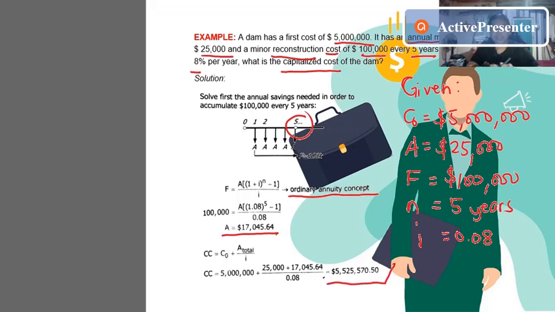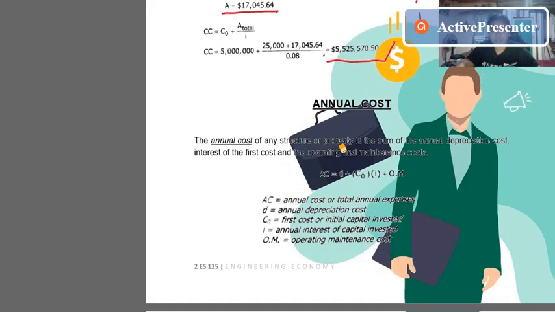So we are done with our capitalized cost. Let's proceed to our annual cost. The annual cost of any structure or property is the sum of annual depreciation costs, interest of the first cost, and the operating and maintenance cost. So this annual cost is the sum of the annual depreciation, the interest, and the operating and maintenance cost.